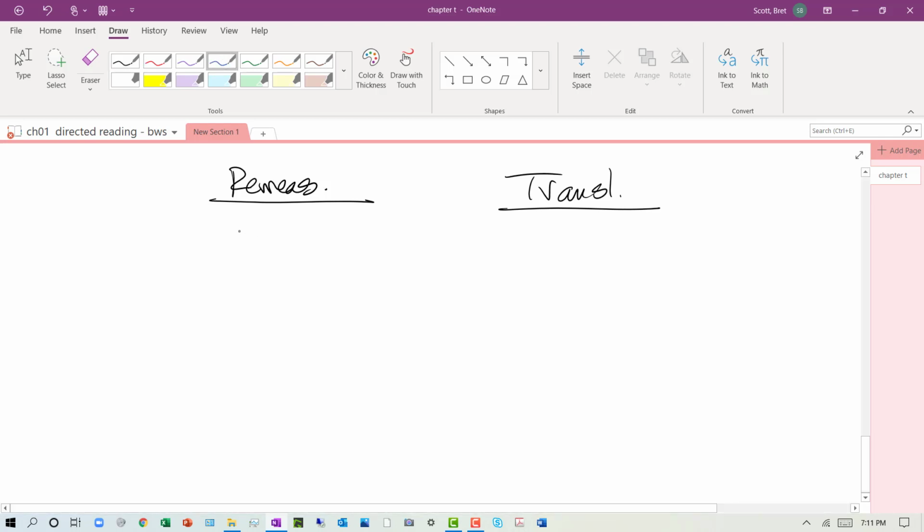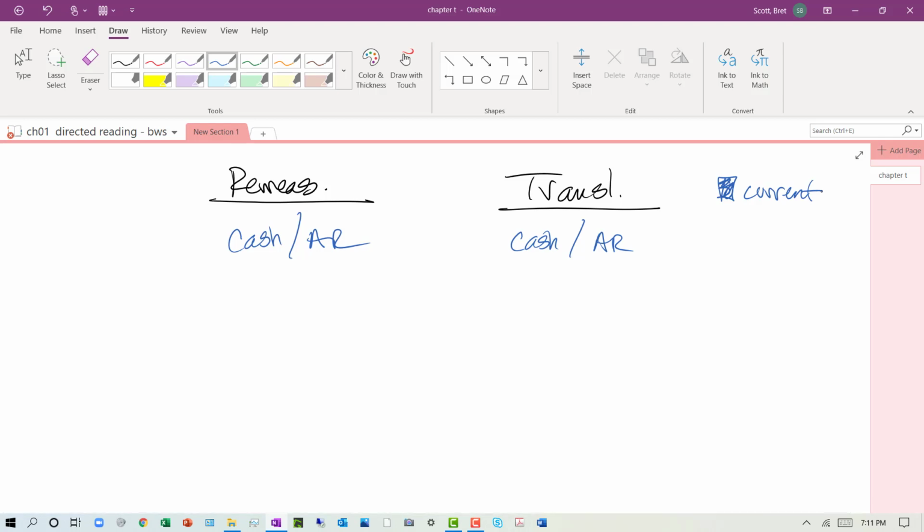If I'm talking about cash or accounts receivable, that's going to be based on whatever the current exchange rate is. The reason is that they're among the most liquid assets of the company. But what if we're talking about merchandise inventory or any type of prepaid items?